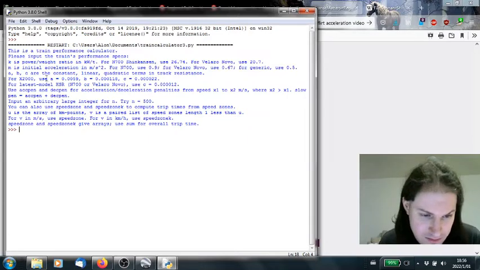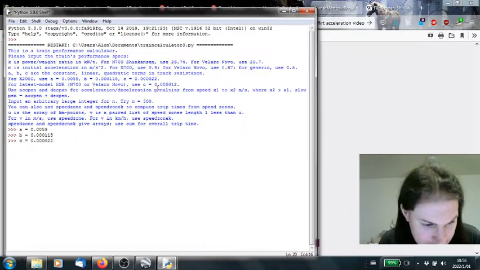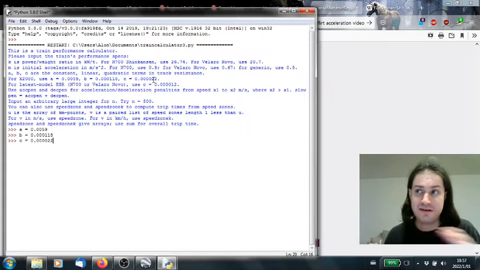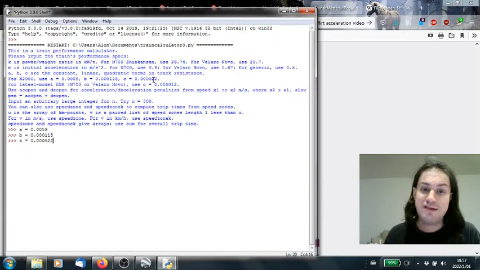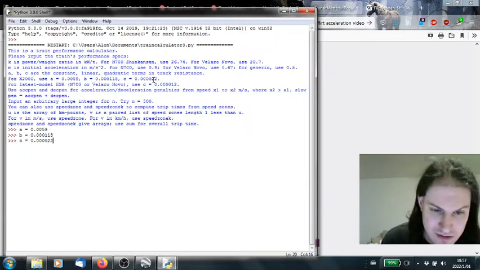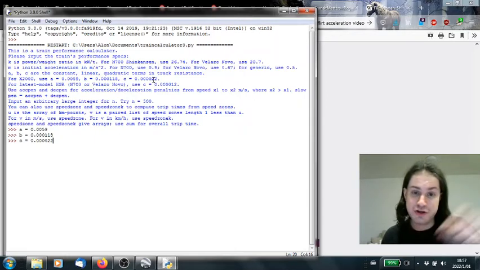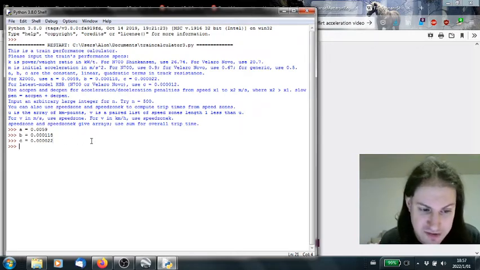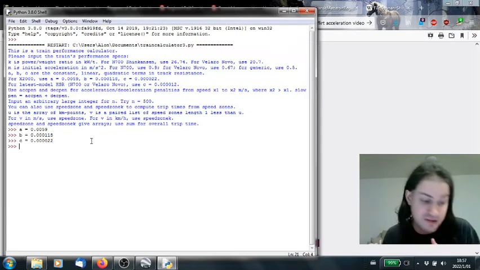So A, B, and C are random numbers that are the track resistance or like air resistance factors. And these are exact numbers for a high-speed Swedish train, but only 200 kilometers an hour, so not that aerodynamic. These numbers change a lot based on the train, but they usually change in opposite directions. If one of them goes up, the other goes down. And to be honest, these are not terribly important at the speed we're talking about, up to about 130, 160 kilometers an hour.